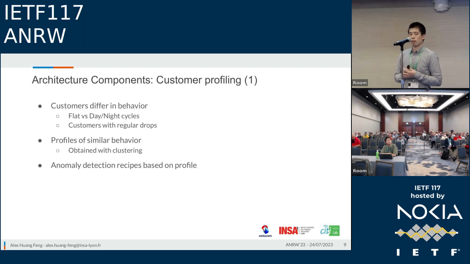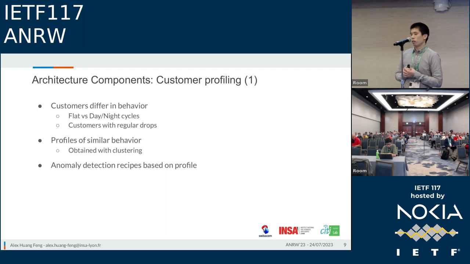This research, as I said, is based on production data from the Swisscom VPN network, and we quickly realized that customers differ a lot in their behavior, and therefore there is no one-fits-all algorithm to detect anomalies. For example, there are customers that are super predictable with flat curves of traffic or repeated day-night cycles, but there are also some other customers for whom regular drops of packets is normal, and therefore we cannot use these drop metrics to detect anomalies for them.